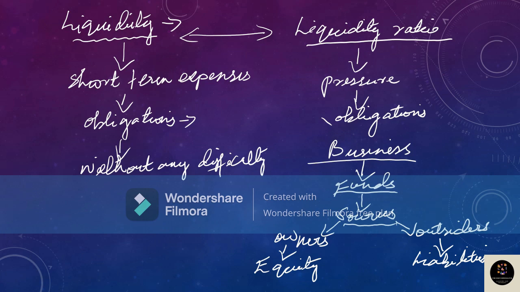Now we've gone through the meaning of liquidity, liquidity ratio, business funding, and sources of funding. The fund which comes from the owners is called equity, and the funds which come from outsiders are called liabilities. So we got to know about equity and liabilities. Alright, let's move ahead.